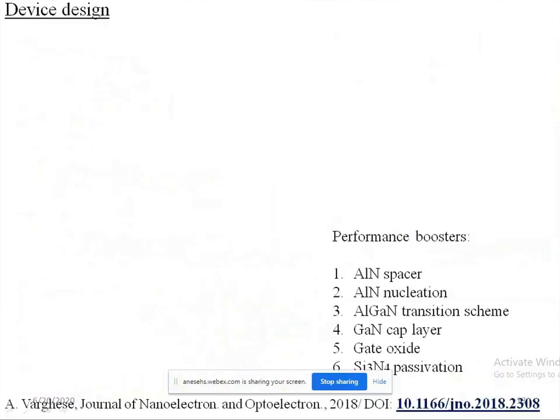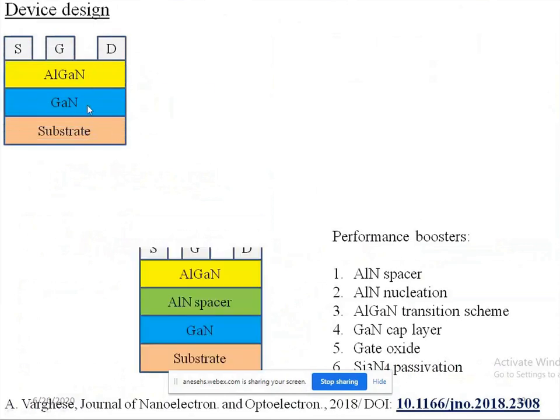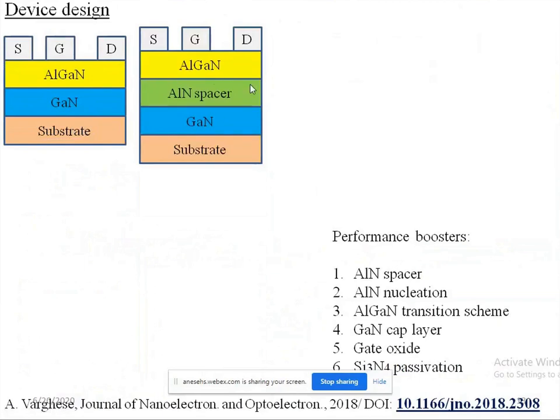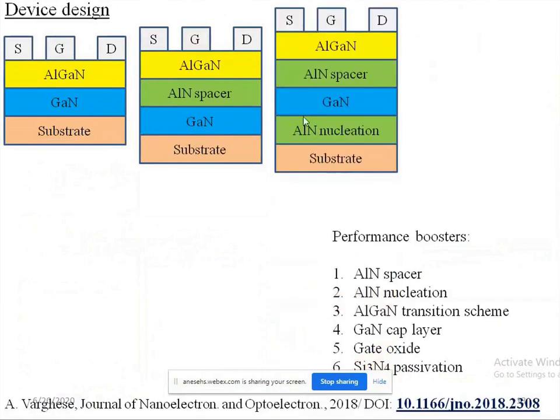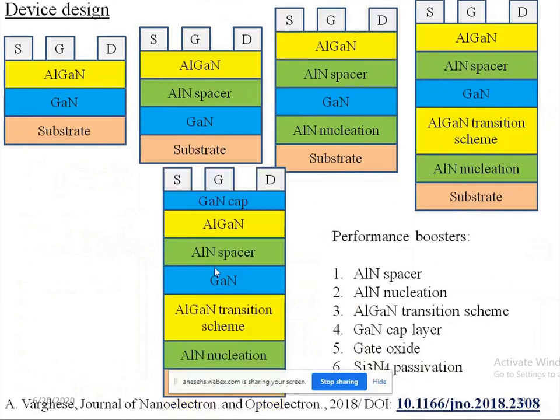Now I'll summarize the different device designs that I've used. I'll not be explaining why and how each affected the performance of the device. This is what I began with: I used GaN and AlGaN on a substrate. Then I included an aluminum nitride spacer layer into it. Then I included an aluminum nitride nucleation layer. Then I used an aluminum gallium nitride transition scheme, again for lattice mismatch reduction. Then I added a GaN cap layer of about 2 nanometers onto the surface.